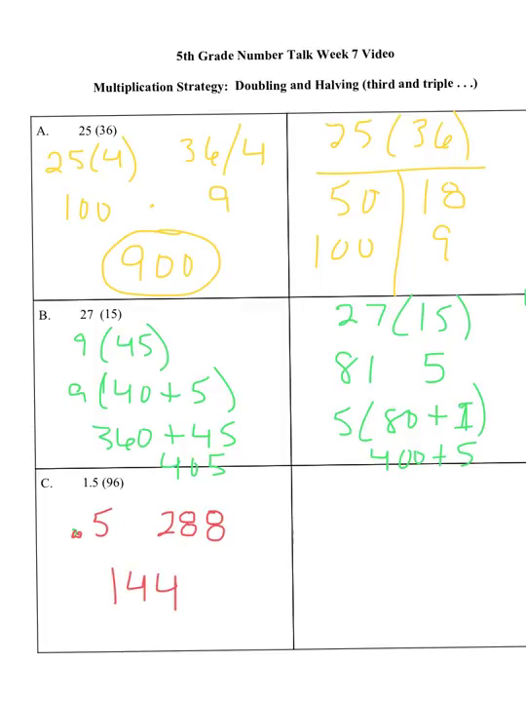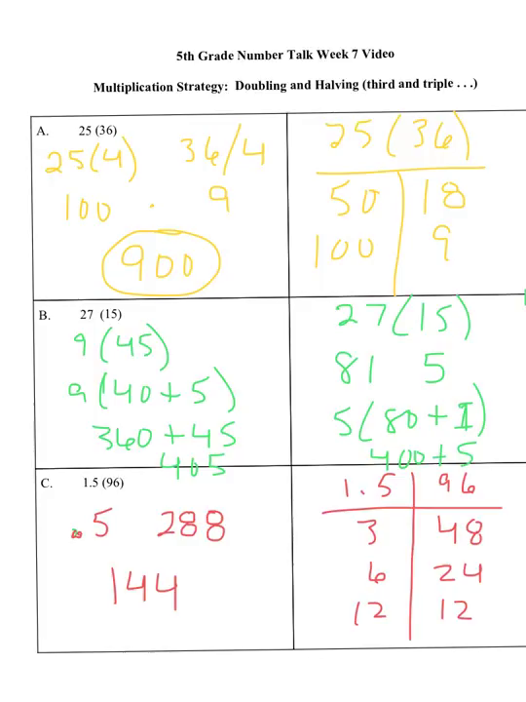144. Or we could do the doubling and halving if we don't see it that way. If I took 1 5/10 and doubled it, that would be 3. Half of 96 is 48. If I doubled 3, that would be 6. Half of 48 is 24. Double would be 12. Well, we know 12 12s is also 144.